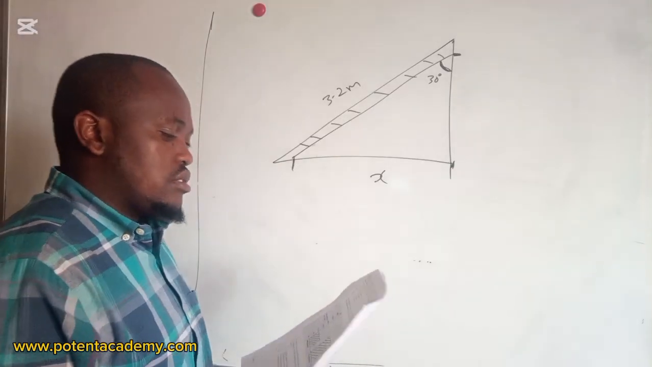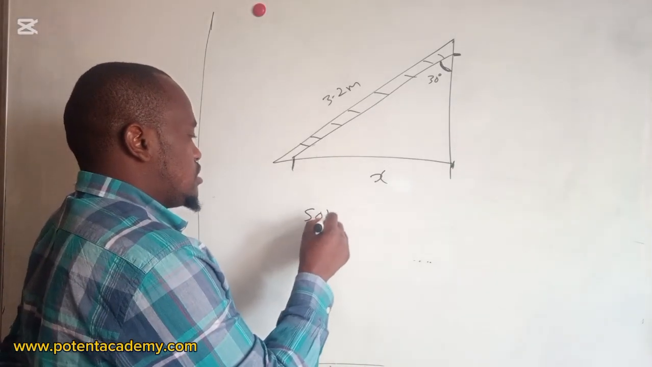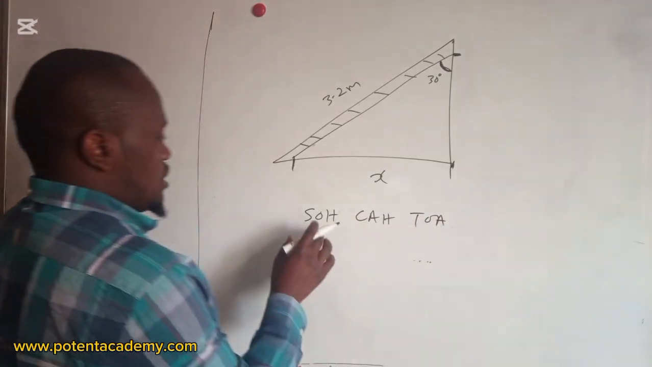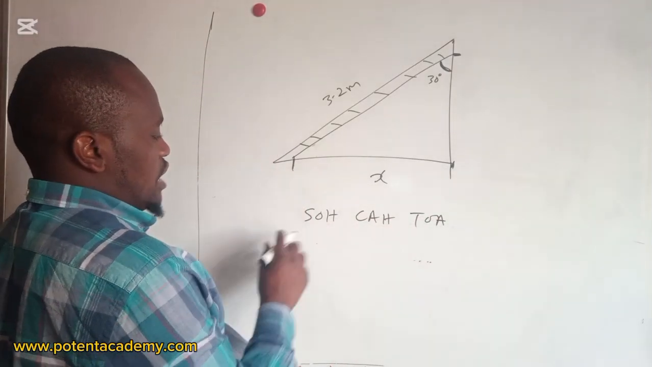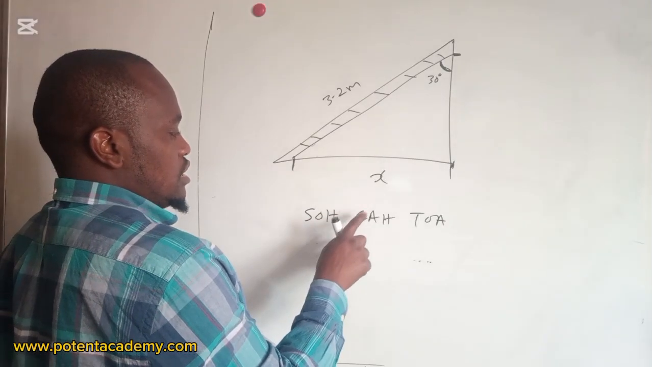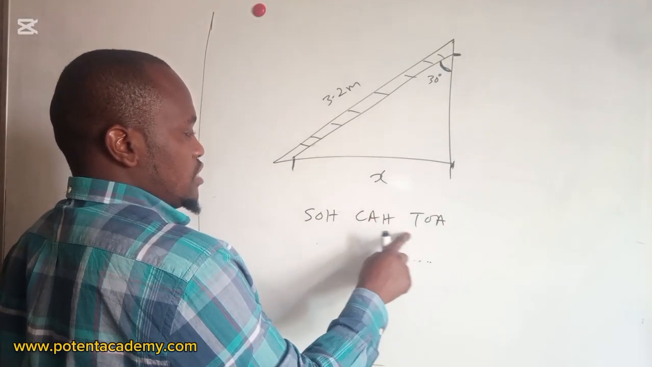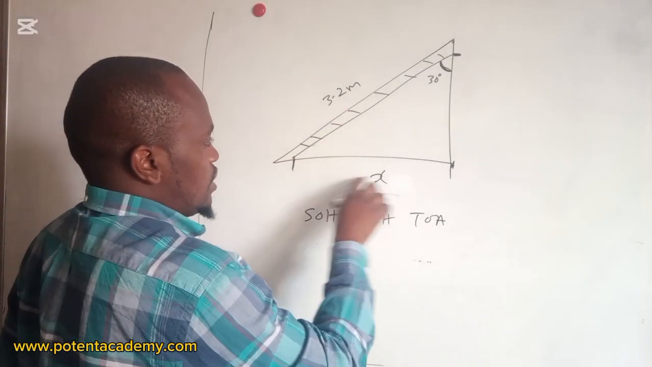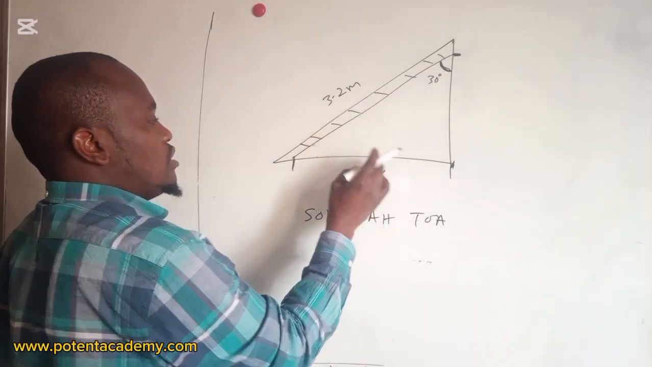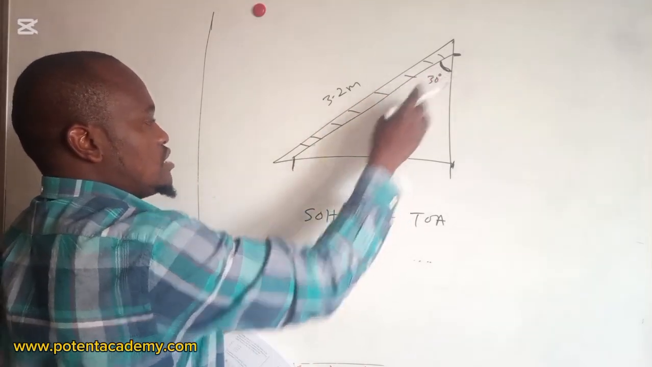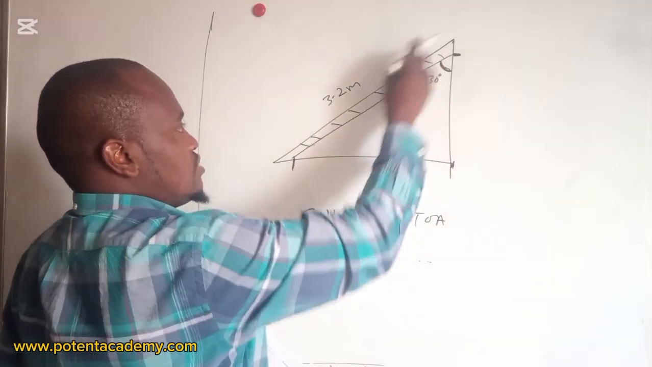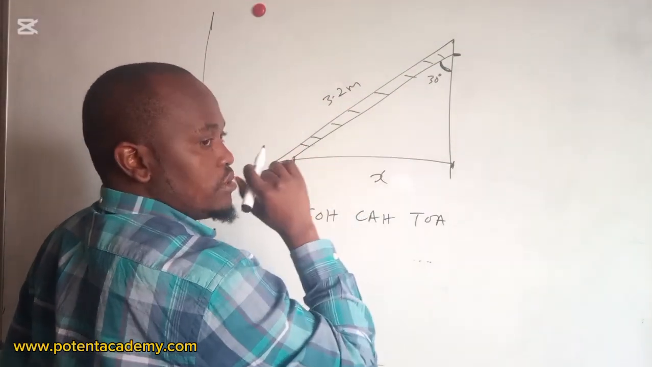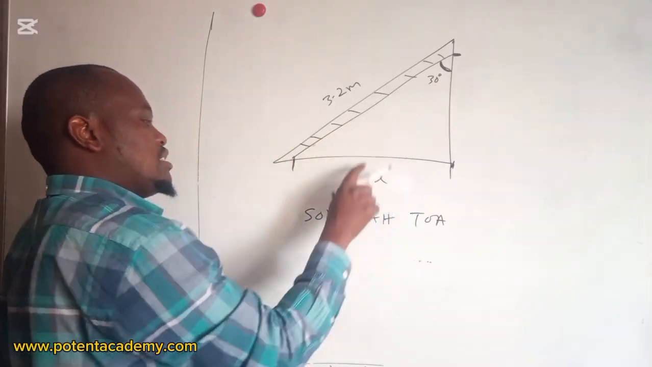So here you're going to use, I hope you have learned about SOHCAHTOA, which is sine equals opposite over hypotenuse, cosine is adjacent over hypotenuse, then tangent is opposite over adjacent. So when you are given this and you are asked for this, you are going to ask what is this in relation to this angle. This is opposite, this is adjacent, this one remains hypotenuse all the time. However, these ones change with your angle of reference. From here, this is opposite.